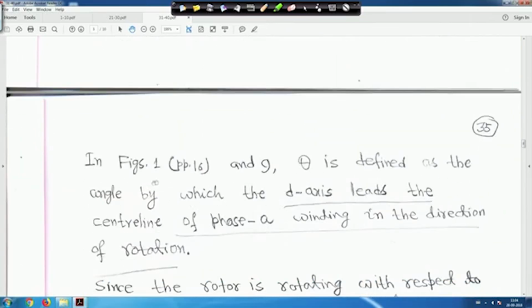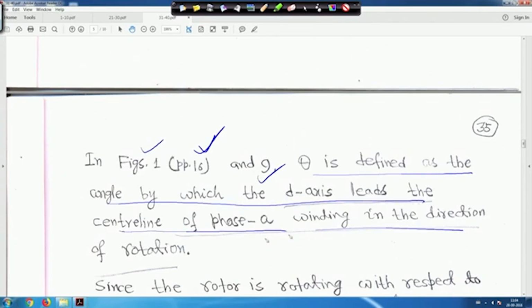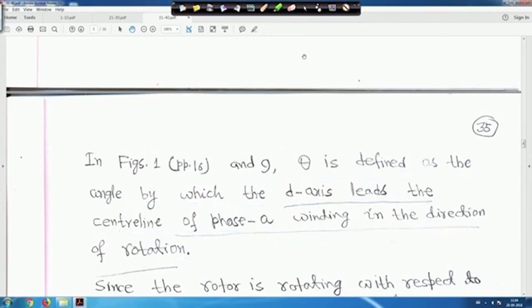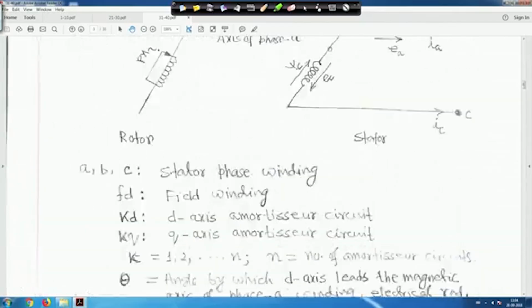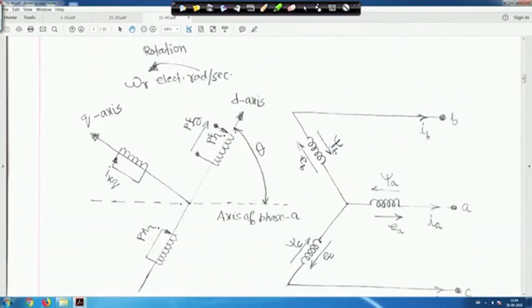Now from figure 1, it will be page 16, right? I am not going back again. So on page 16, figure 1 and figure 9, theta is defined as the angle by which the D axis leads the central line of phase A winding in the direction of rotation. That I have already told you, right? Here, the D axis is leading the axis of phase A by theta, right?